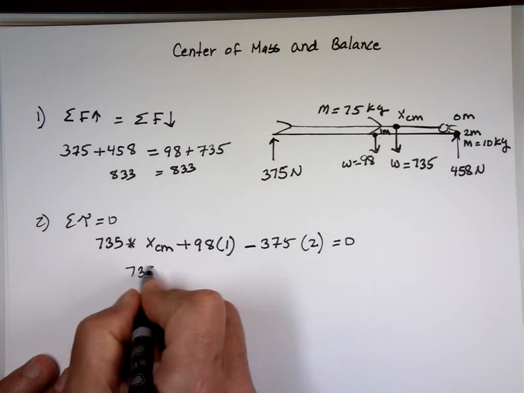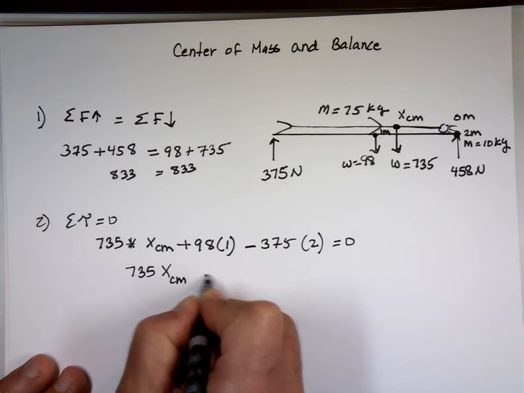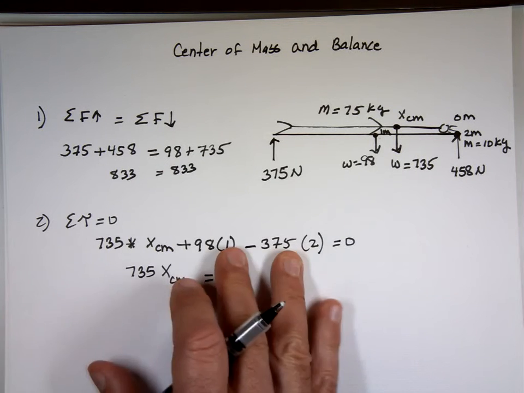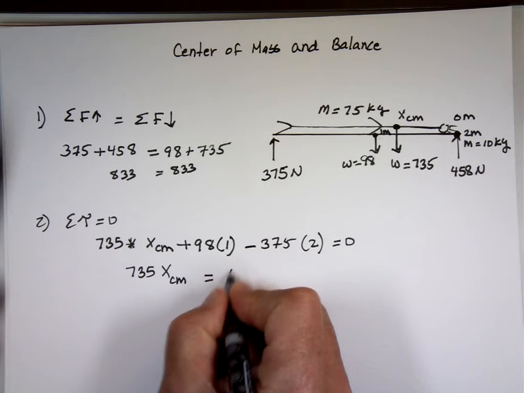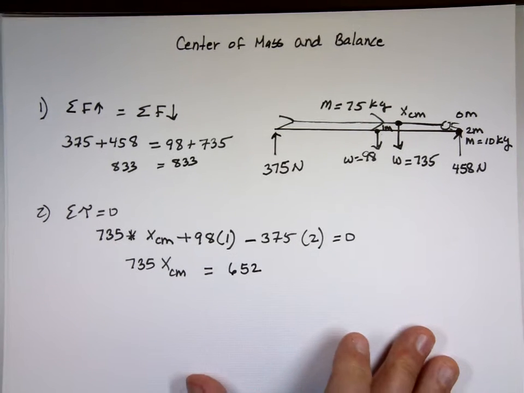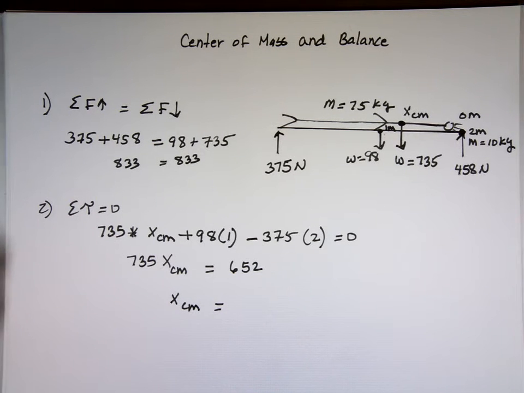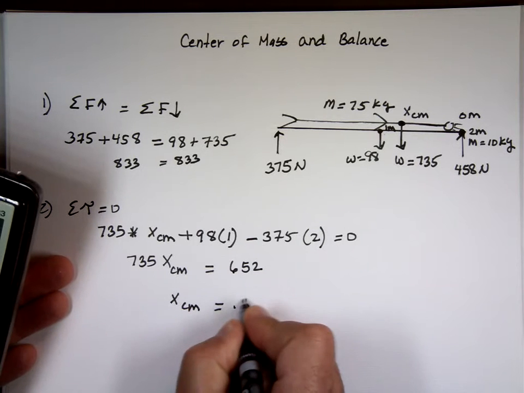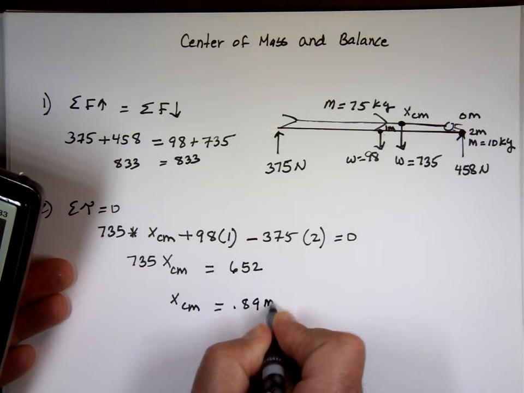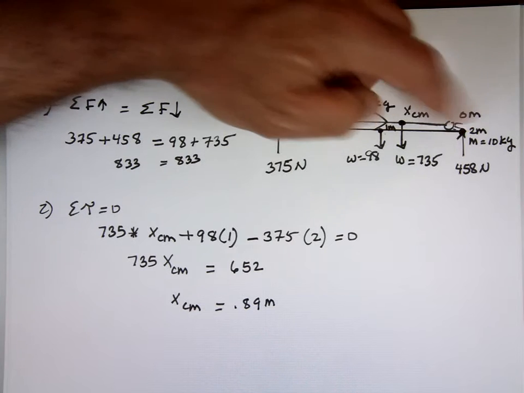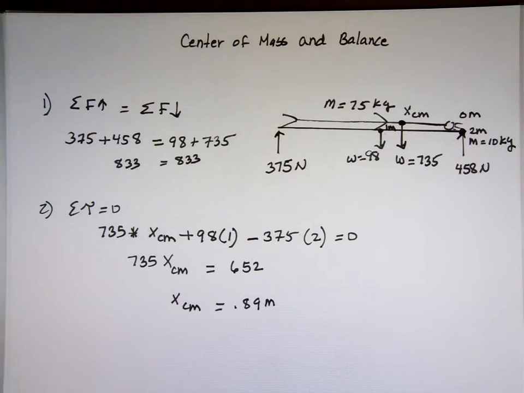So 735 x center of mass equals 375 times 2 minus 98. I'm combining, moving to the right side, no in one step. 652. Can we get the center of mass? 0.887 or 0.89 meters. So notice it's closer to your head than to your feet. It's 0.9 meters roughly this way. It's 1.1 meters from his feet.